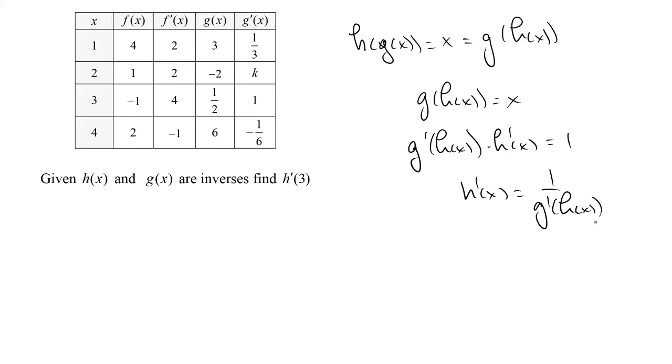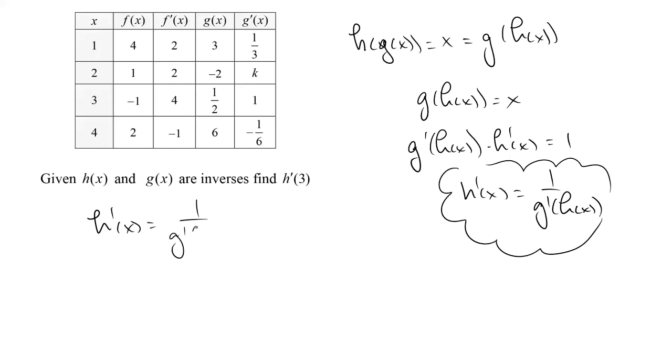Now, there are a lot of teachers, I think, that would tell you to just memorize that. I'm not one of them. I don't like to memorize. I like to build and reinforce what I know about inverses at the same time. Taking this little rule here and applying it to our problem, whether you memorize it or build it, we know that h prime of x now is going to equal 1 over g prime of h of x. And that means that h prime of 3 will equal 1 over g prime of h of 3.